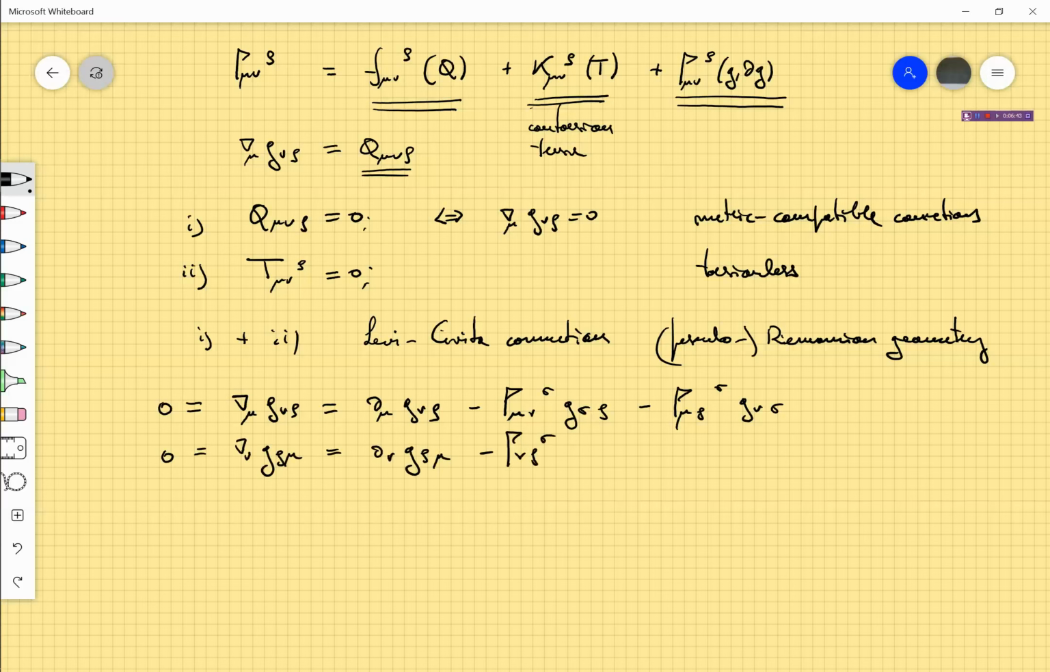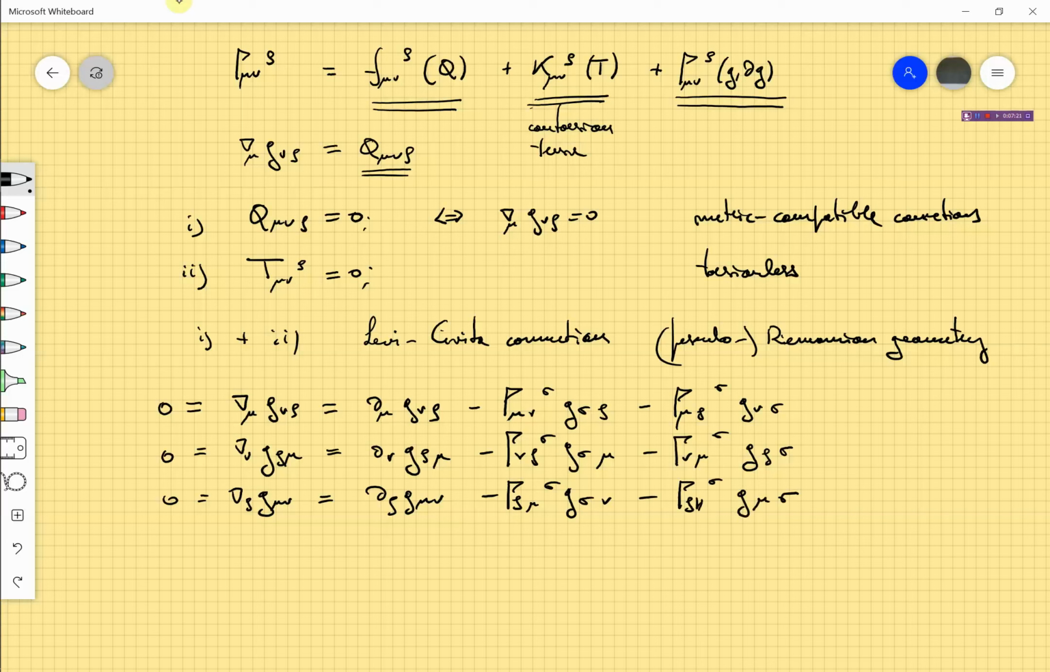And I get this. So rho goes to mu, sigma, g rho sigma. And again, I write another permutation of the indices. Again, this is 0, but the expression for this is g mu nu minus rho mu sigma g sigma nu minus mu goes to rho, mu goes to nu, and sigma g mu sigma.